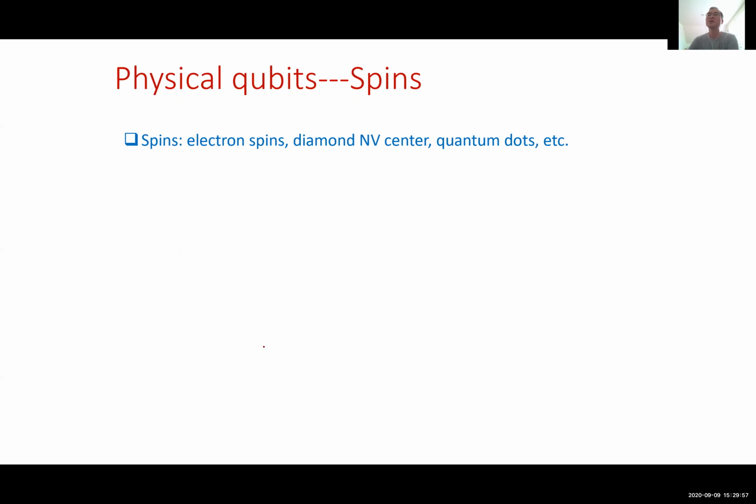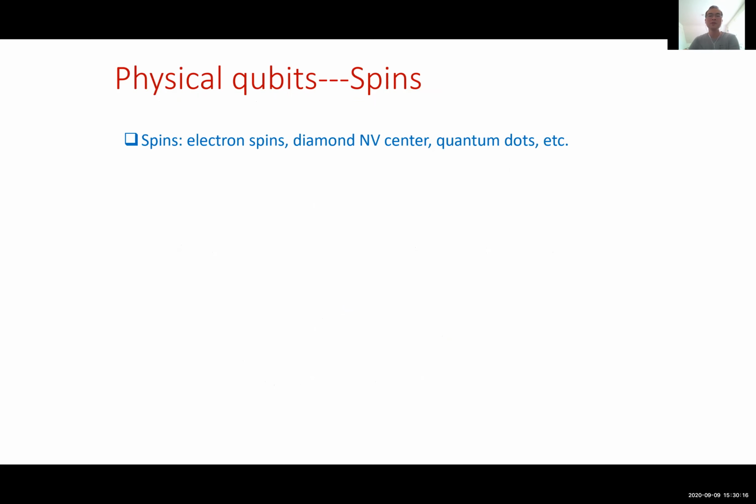Okay, any questions on the photonic and light-based implementation? They're really easy to understand. Maybe you just need to pay attention to the math.